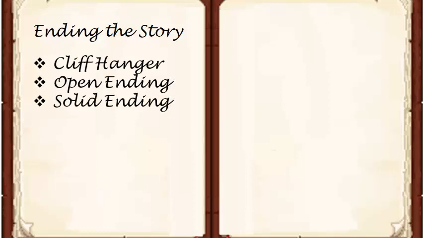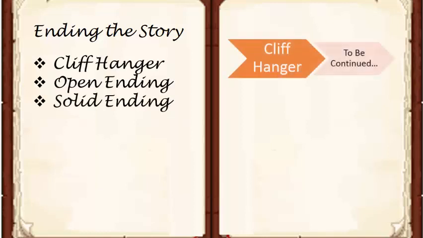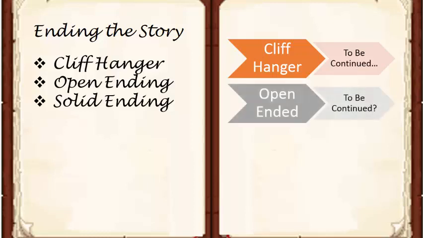You have the cliffhanger, the open ending, and the solid ending. Cliffhanger is to be continued. So yes, it's definitely going to continue. Open ending is to be continued, maybe. Meaning you've tied up most loose ends, but there may be a couple things that do not have a final solid conclusion. Therefore, it gives you the chance to go back to that story and say, hey, I do want to continue this. However, you don't have to, because enough of the story was actually solidified in its conclusion.